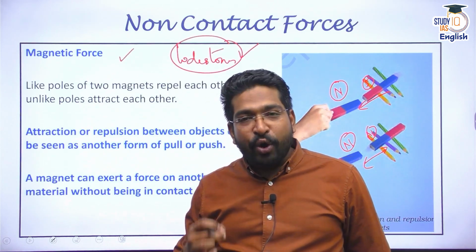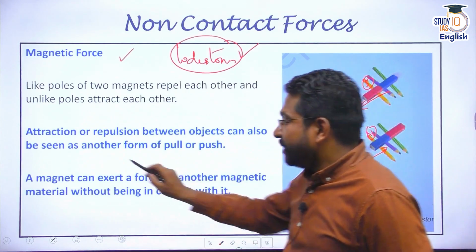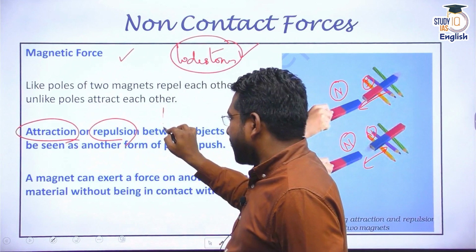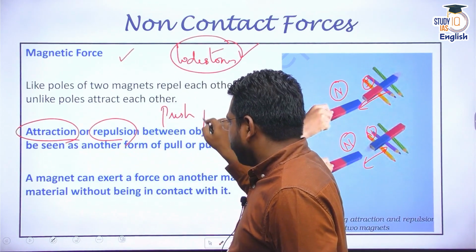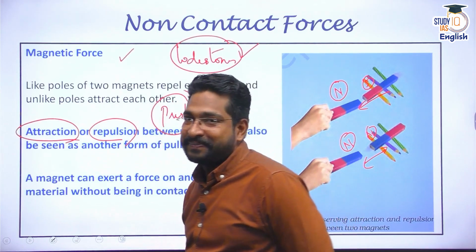These are called non-contact forces. Magnetic force is a non-contact force. It can be attraction or repulsion. That means, again, you can define it as a push or a pull, but without any sort of contact.